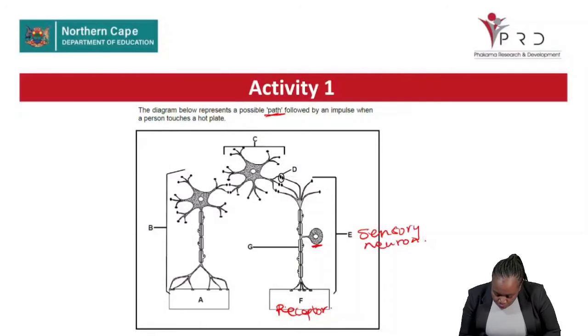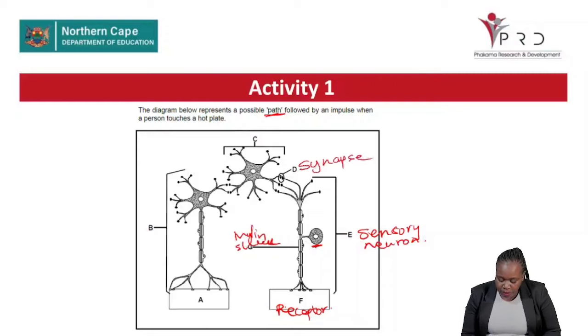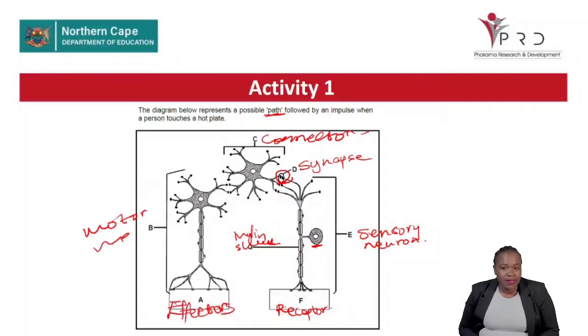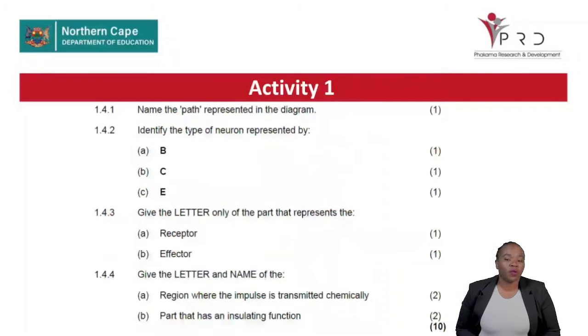And then here we would have the myelin sheath. And then here we have that synapse. As we can see, there is the synaptic contact there taking place. And then we have C. C would be our connector neuron. And then B would be our motor neuron. And lastly, we have the effectors. So the effectors are the ones that are going to react, right? So there is going to be a reaction by these effectors. Remember, the effectors can either be glands or they can be muscles.